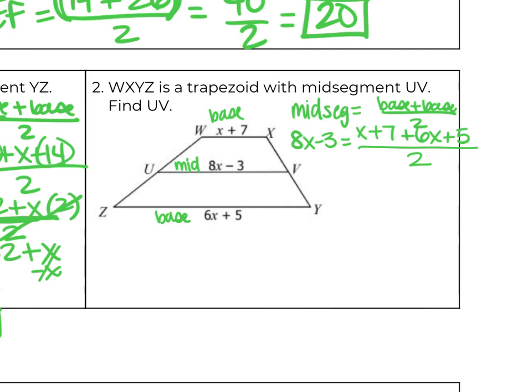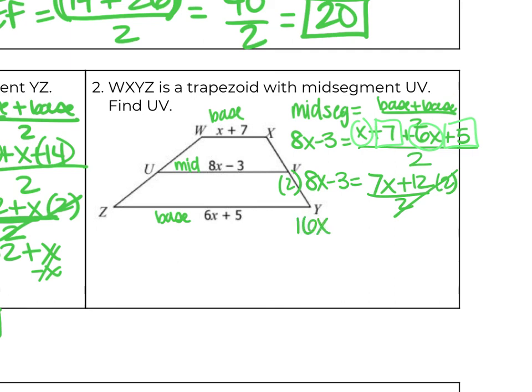Now you want to simplify what you have on this right side. So I have the x's and the constants that can go together. So I now have 7x plus 12 over 2. Remember to move the 2 to the other side. We will multiply it and distribute it to everything. Clarification, everything on the left side.